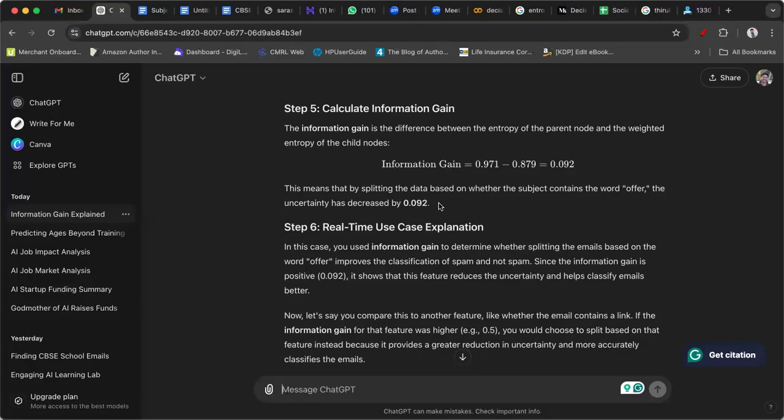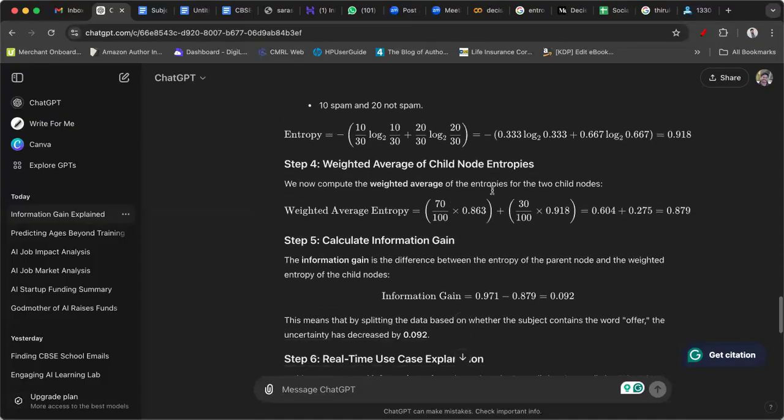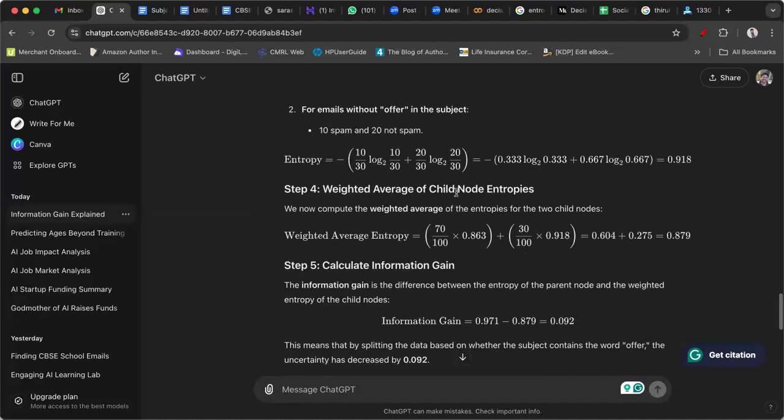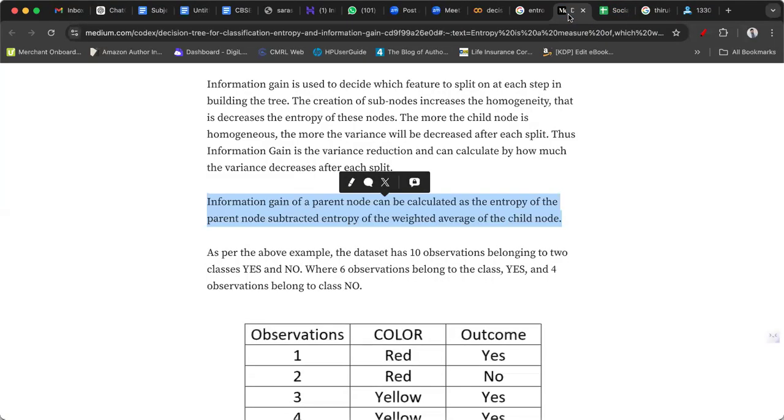So the 0.092 value of information, the purity side is just getting added. What is the formula? The entropy of the parent minus the weighted average entropy of the child nodes, right? I will show you.